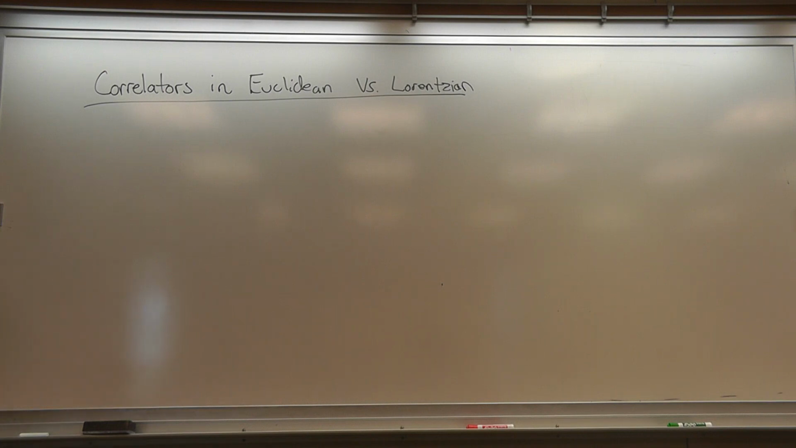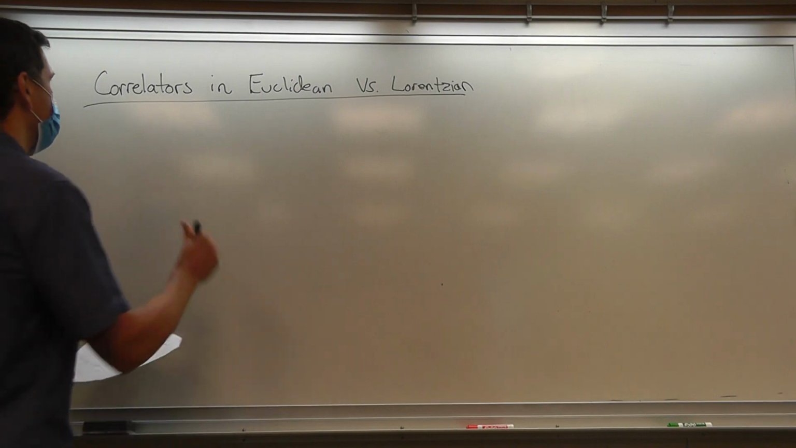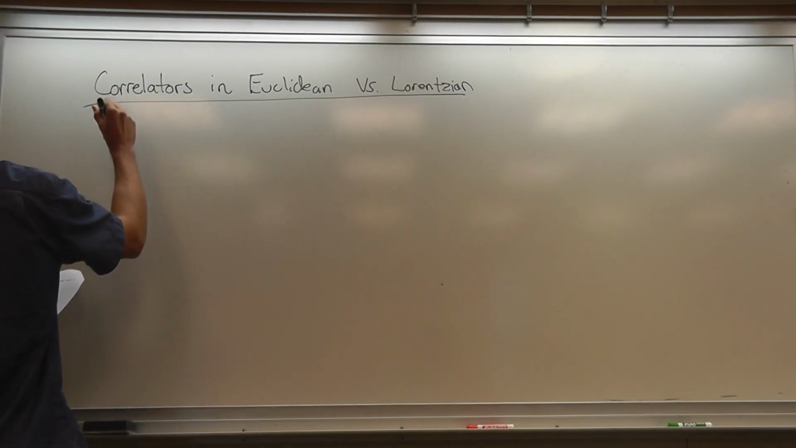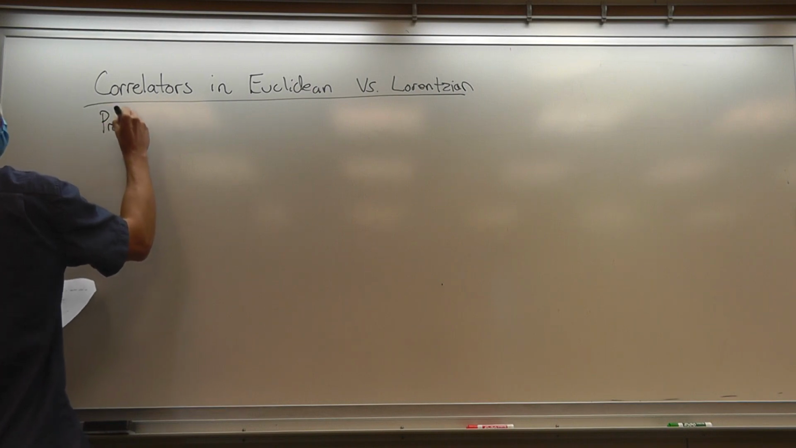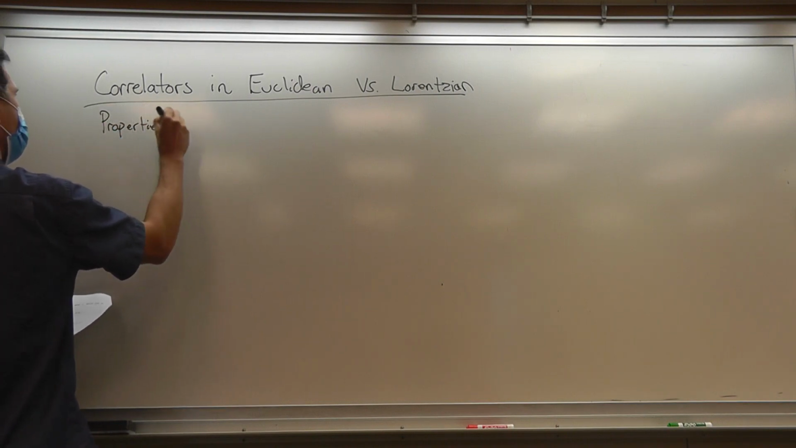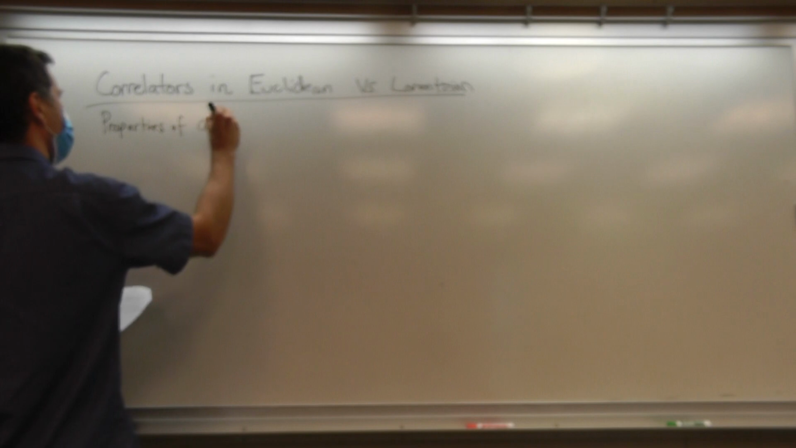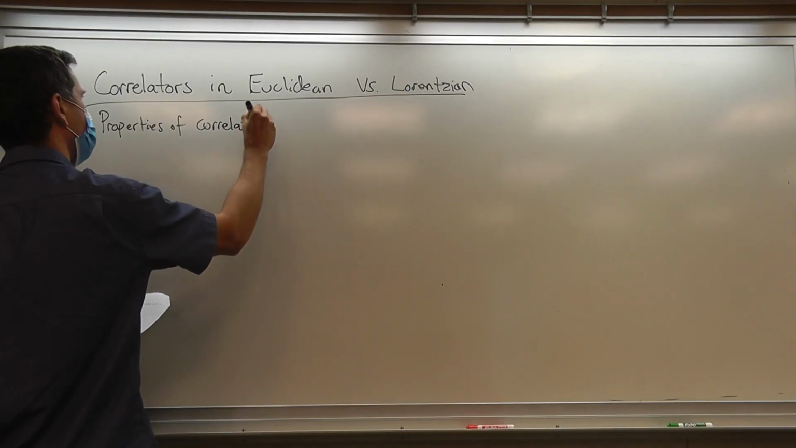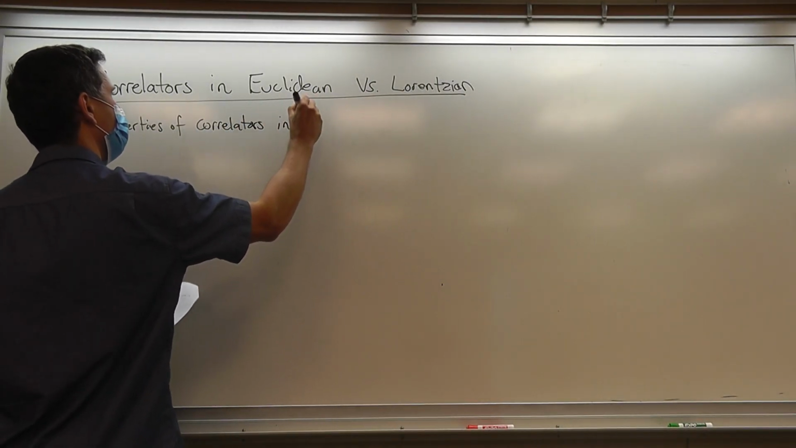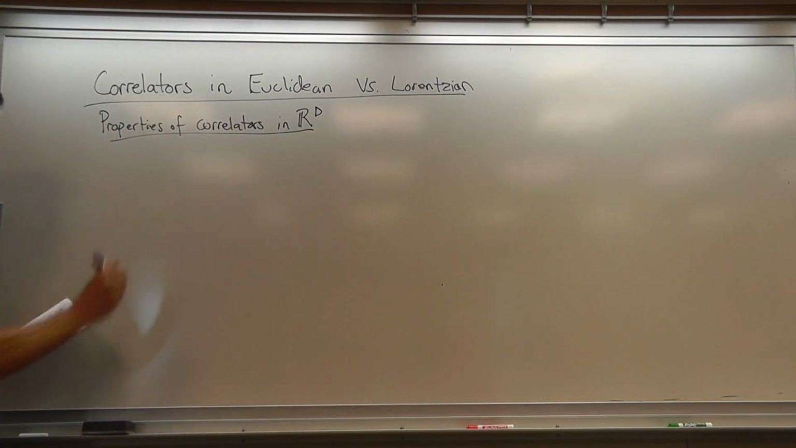Okay, so what I want to do now is to discuss some basic properties of Euclidean and Lorentzian correlators and explain how they're related to each other. So, let me start with a few properties of correlators in Euclidean R^D.